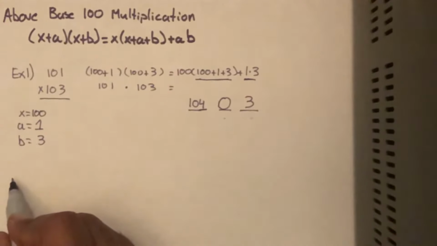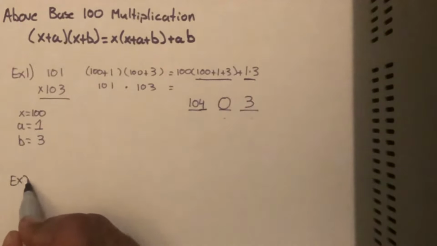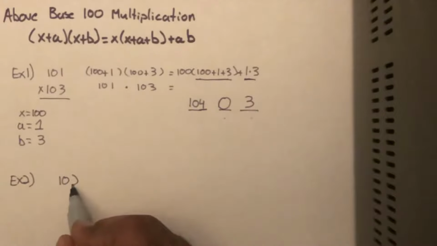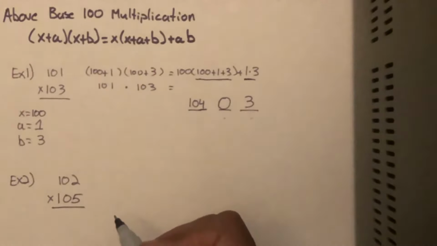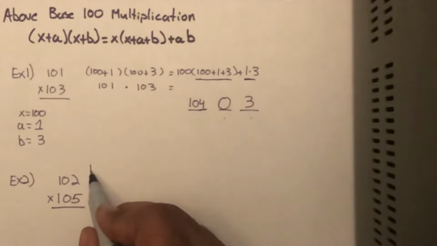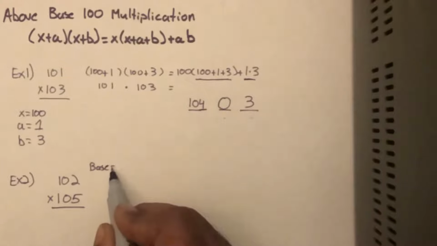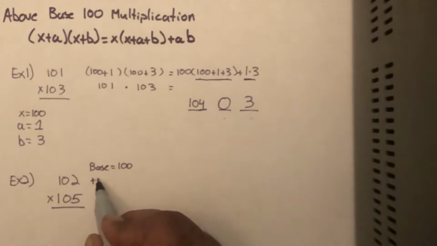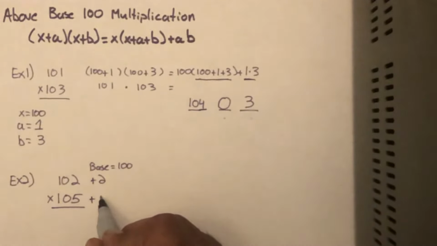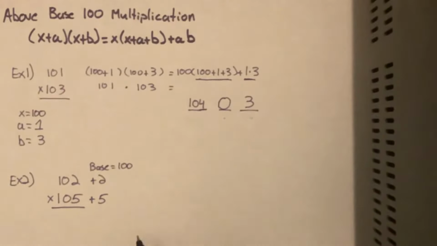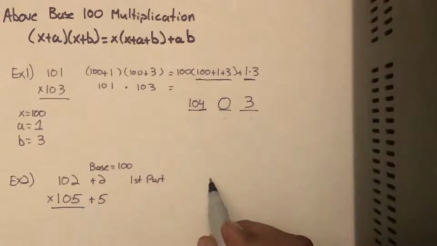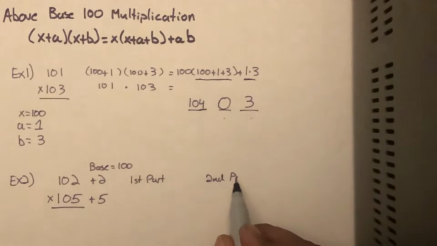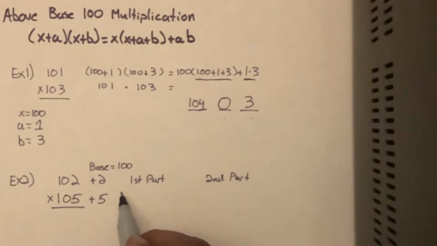Okay, let's do example 2 now. What's 102 times 105? Okay, my base is 100. And this has a surplus of 2 from 100. This has a surplus of 5 from 100. And just like before, we have a first part of our answer and we have the second part. And there's 4 ways to get our first part. I just want to remind you.